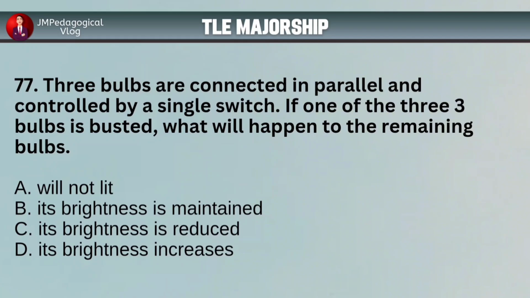77. 3 bulbs are connected in parallel and controlled by a single switch. If one of the 3 bulbs is busted, what will happen to the remaining bulbs? A. Will not light. B. Its brightness is maintained. C. Its brightness is reduced. D. Its brightness increases.